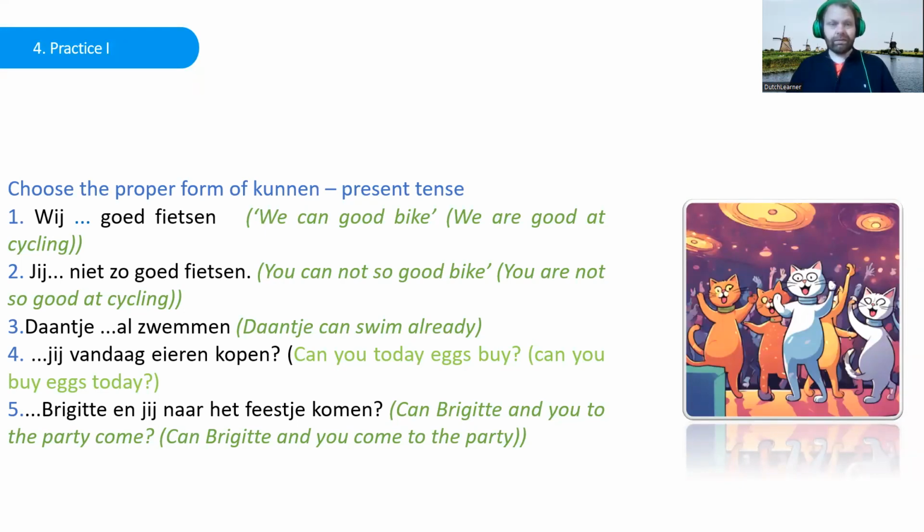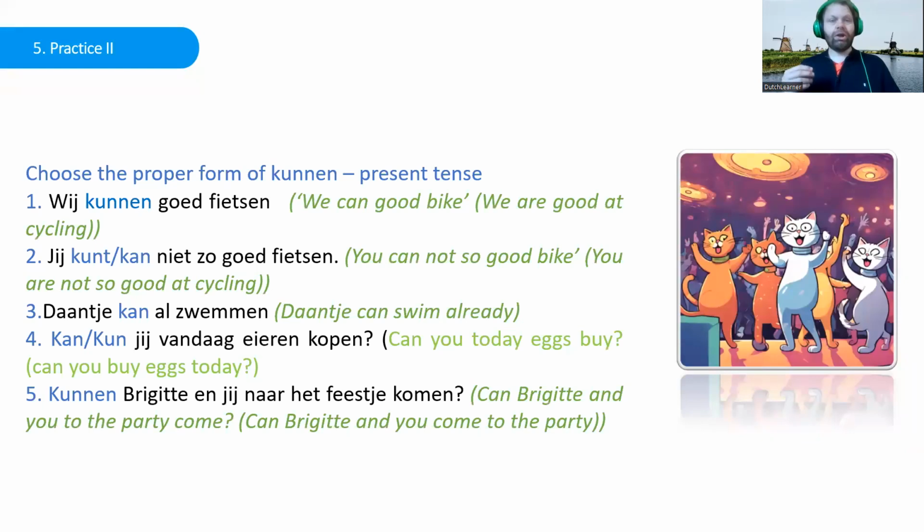So the proper answers are: wij kunnen goed fietsen. Wij, we is plural. Jij kunt, or jij kan, niet zo goed fietsen. Daantje kan al zwemmen. Kan or kun jij vandaag eieren kopen?